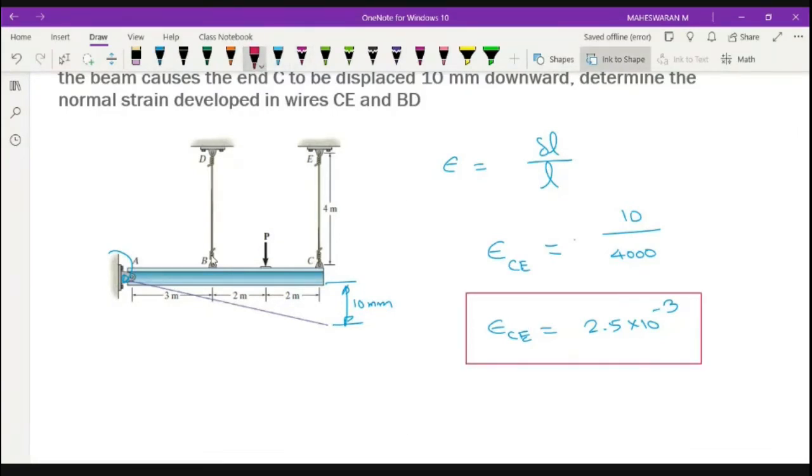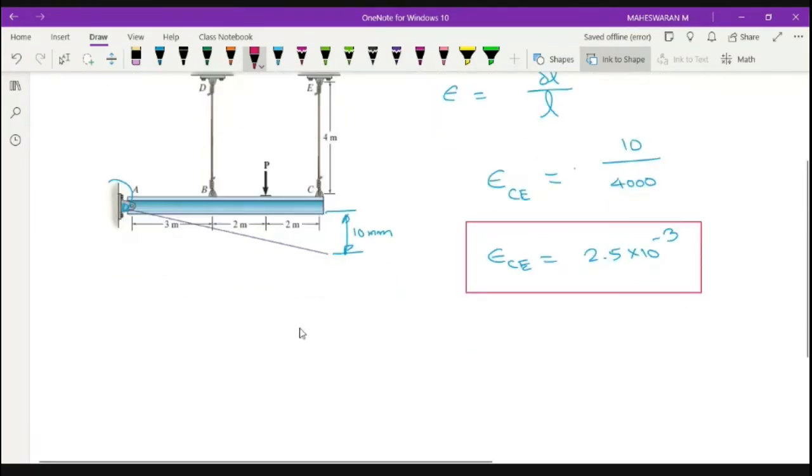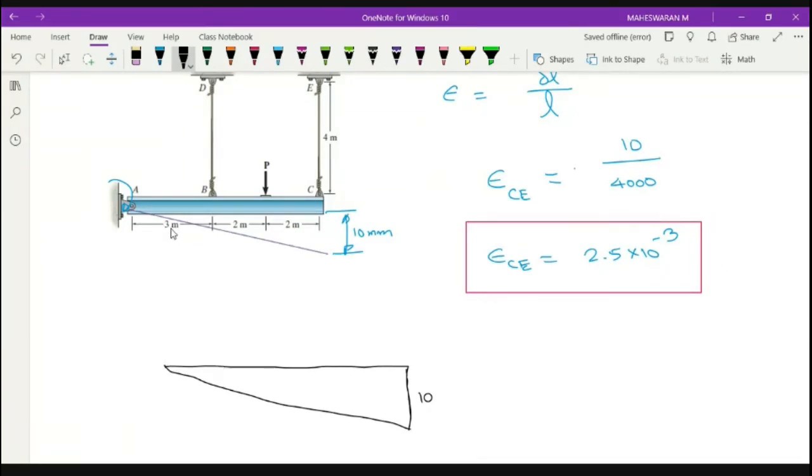The next one is for BD, where some trigonometric approach comes in. Consider a straight line and an inclined line like this. This length is 10 mm. The total length is 3 plus 2 plus 2, which is 7, so it is 7000 mm. This is my point C. Now I need what is at B. This is my line. The total is 7000, and this length is 3, which is 3000 mm.